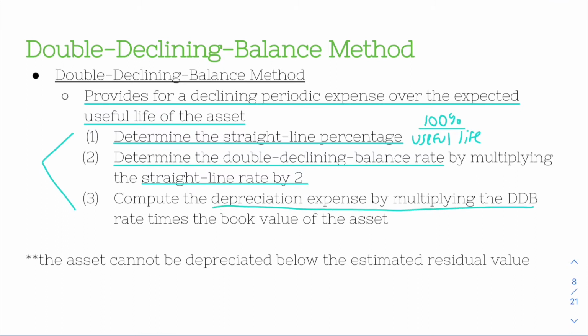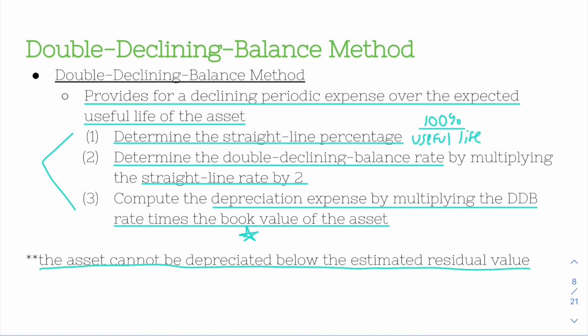After you have your double declining balance rate, you compute the depreciation expense by multiplying the double declining balance rate times the book value of the asset. And this is important. It's the book value of the asset now. It's not the depreciable cost. It's not what we've been using so far. So that's going to be a difference. And then also important to note, the asset cannot be depreciated below the estimated residual value. And I'll show you what I mean by this in this example.